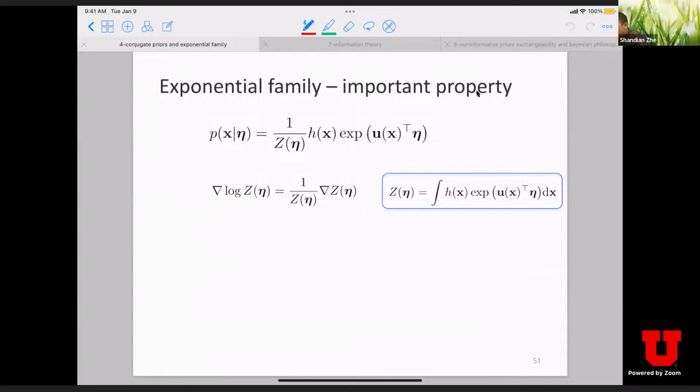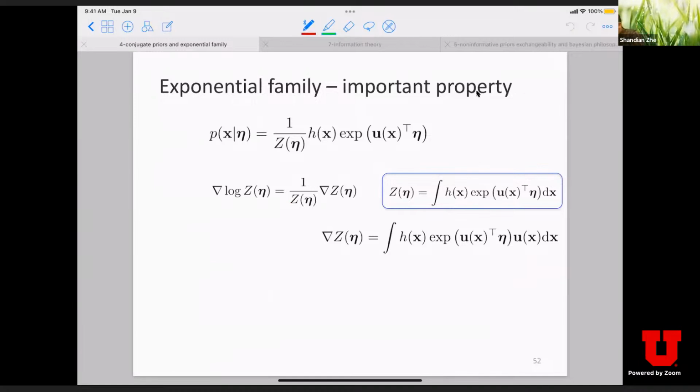And according to the definition of Z(eta), we know it's the normalizer, so it's actually an integration of the numerator: h(x) e to the power of u(x) transpose eta dx, right? So if we take the gradient of this, I'm going to take the gradient over this integral. And in many cases, we can exchange the order of the integral and the gradient. That means move the gradient inside the integral.